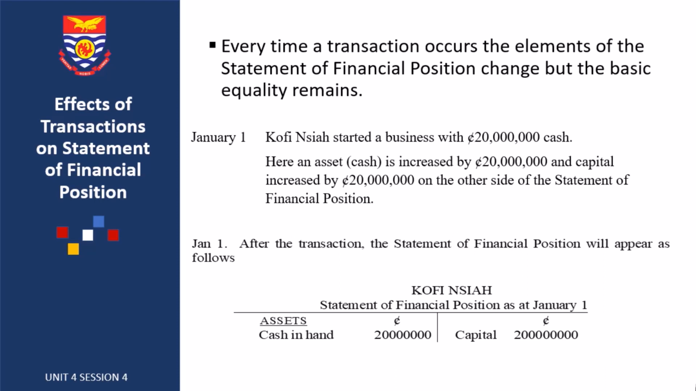Assets in the form of cash is increasing by 20 million Ghana cedis, whilst capital, which is the contribution of the owner, or the money that the owner started the business with, has also increased by 20 million Ghana cedis. So in this case, cash is increasing, or asset is increasing, and at the same time capital is increasing. So we see that the asset will now be equal to capital.